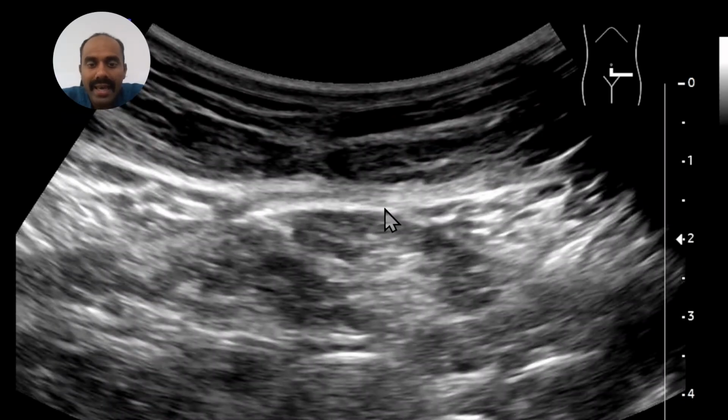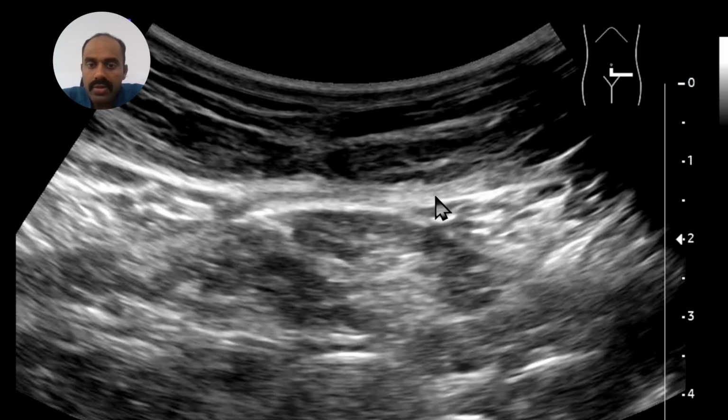So this linea alba, which is seen in the midline, in fit individuals can be seen as a depression, while the rectus muscles on either side will appear as the six-pack muscles. So what are the layers that form the linea alba? The linea alba is formed by the aponeurosis of the three muscles of the anterior abdominal wall: the external oblique, the internal oblique, and the transversus abdominis.